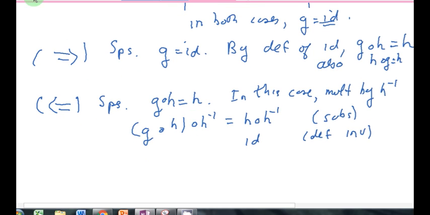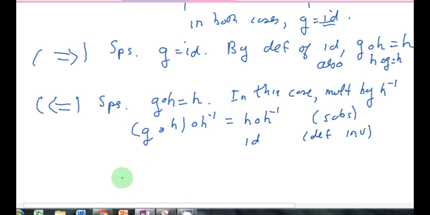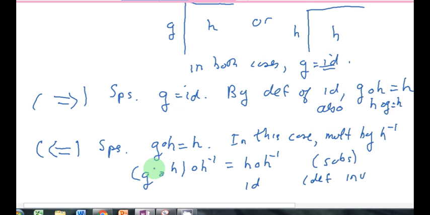So that would give me that G composed H inverse. I wrote it down too far. Let me move it up a little bit. Whoops, sorry. Got to move back here.